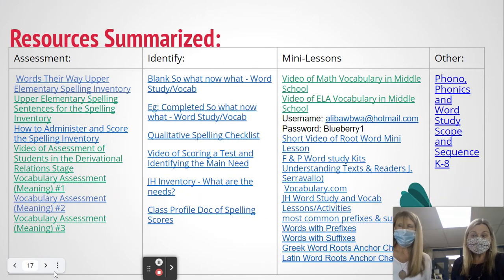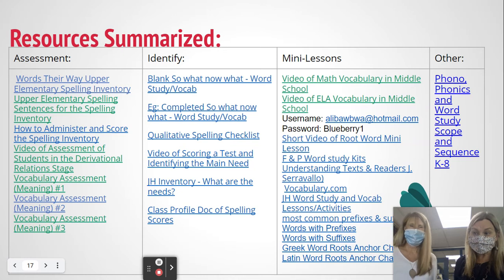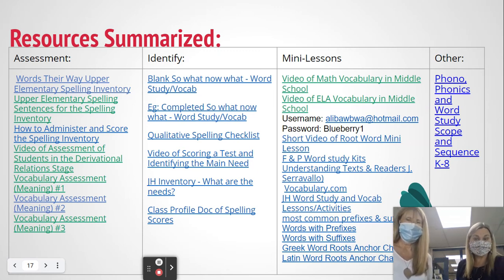This is a one-stop shop slide for many of the resources mentioned earlier in the slideshow. Again, it's organized by the AIM process, and within each of these categories, there are links of resources to explore. These are by no means the only resources to use for word study or vocabulary. They're just a great summary of what to use within each category, and you will create your own mini lessons and then have even more resources.